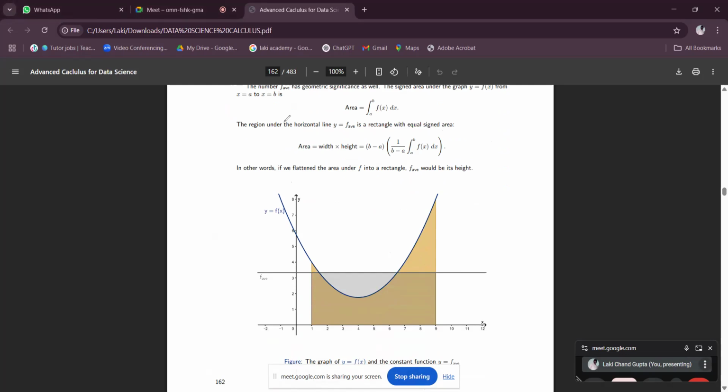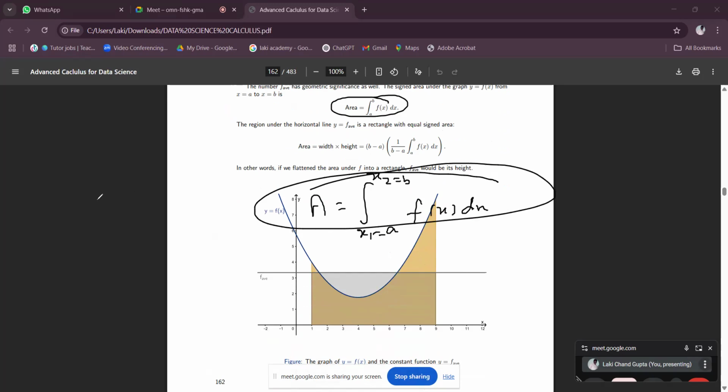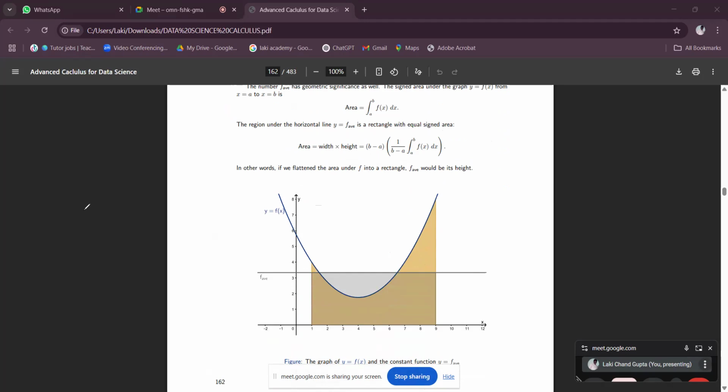And you already know how to find the area of a function. Area is what? The limit of the sum of f(x), right? That is the integration of a function. Earlier I told you.